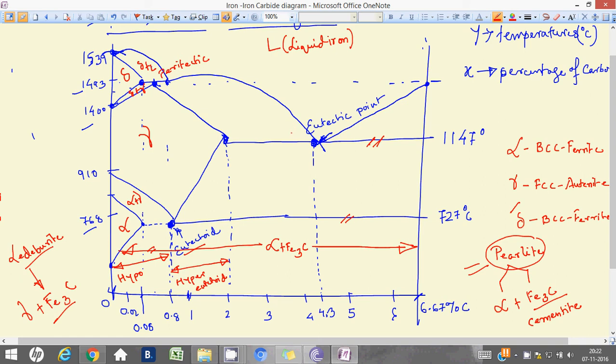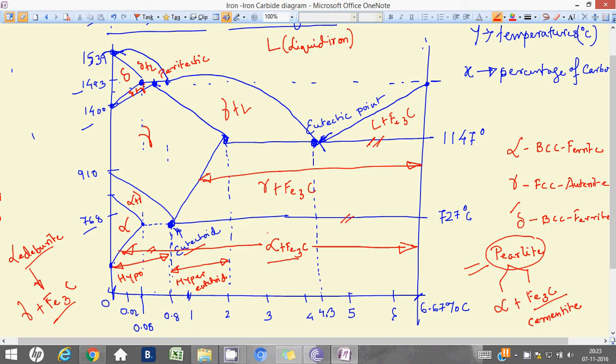So we have known this, and let us complete the symbolic notation. This is gamma plus L. The entire line is alpha plus Fe3C, and this entire line is gamma plus Fe3C. Since it is liquid, this region is L plus Fe3C.